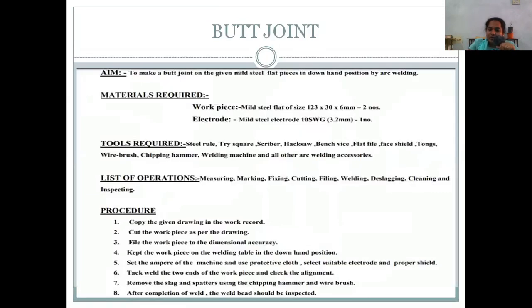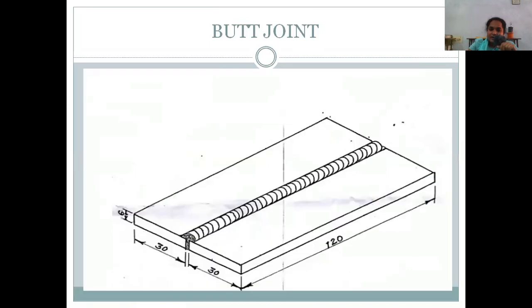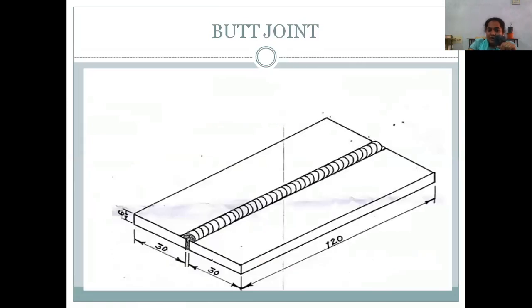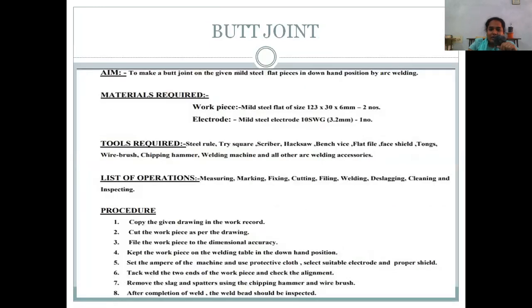And we'll be doing two joints in this experiment. One is a butt joint and one is a T joint. So you can see the butt joint. Here you have to join the two butts of the metal pieces which are given to you. So as I said before, what are the equipment we use? The tools are steel ruler, try-square, scriber, hacksaw, bench vise, flat file, and tongs, wire brush, chipping hammer, welding machine, and all the arc welding accessories which are needed. Materials required are mild steel flat and electrode.